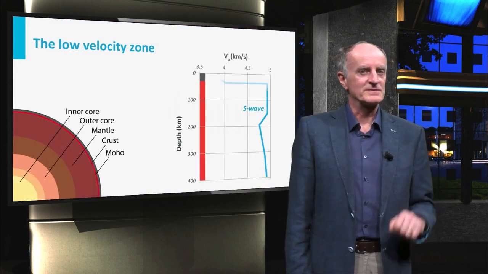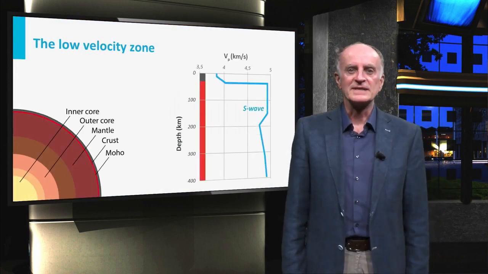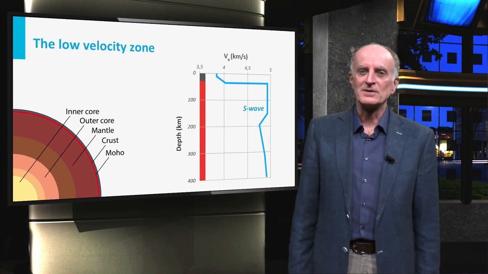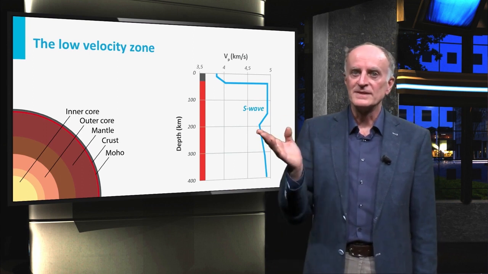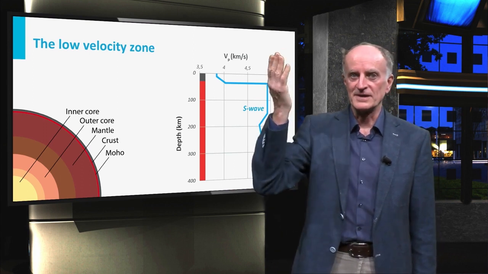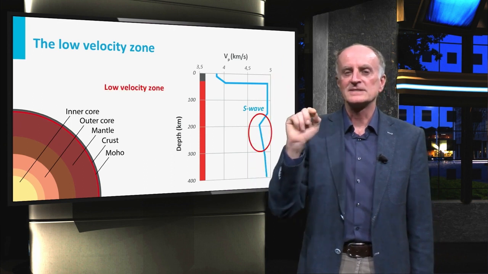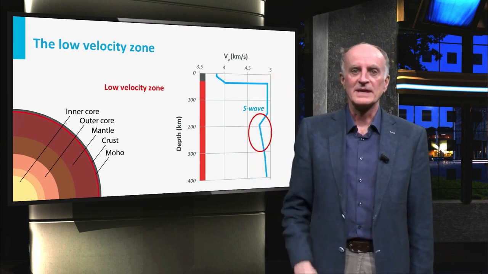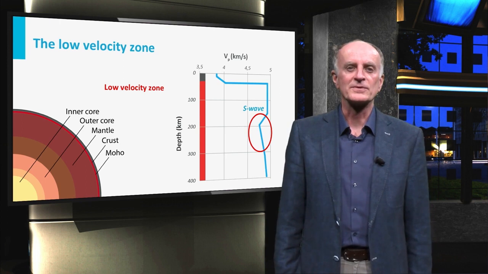Going back to the plot of seismic wave velocities, we see that at depths of 100 to 200 kilometers, values are lower than the underlying and overlying rocks. This is the low velocity zone, a major feature controlling Earth movements.